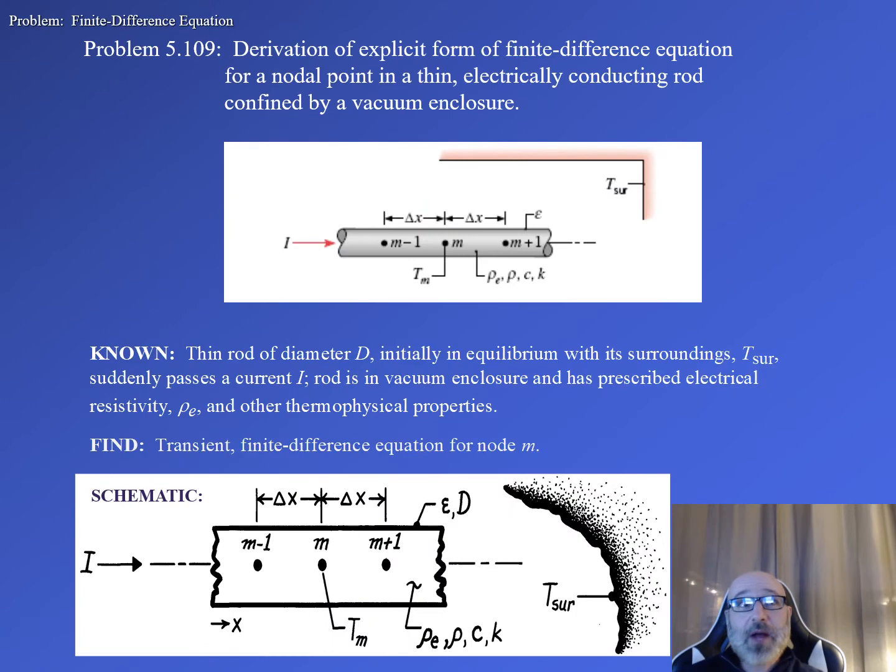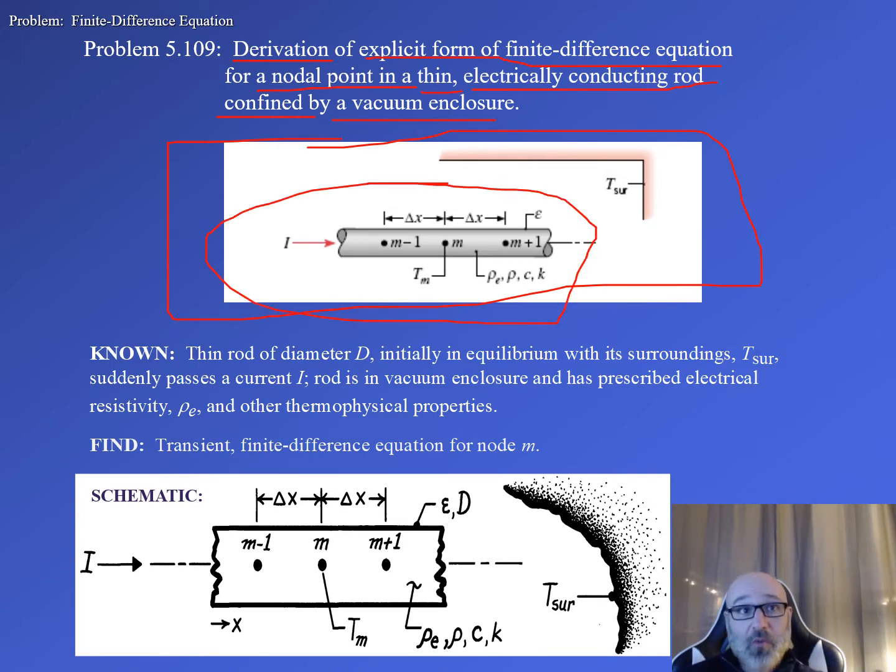So now from that problem statement, we can do a little bit of a summary here. They're asking us to come up with a derivation of the explicit form of the finite difference equation for a nodal point in a thin electrically conducting rod confined by a vacuum enclosure. So that's what we have down here. There's that diagram again with all the information on that diagram included right here.